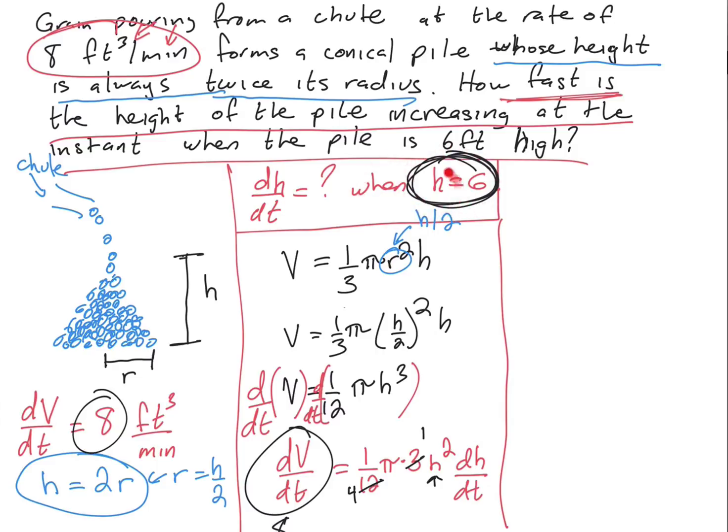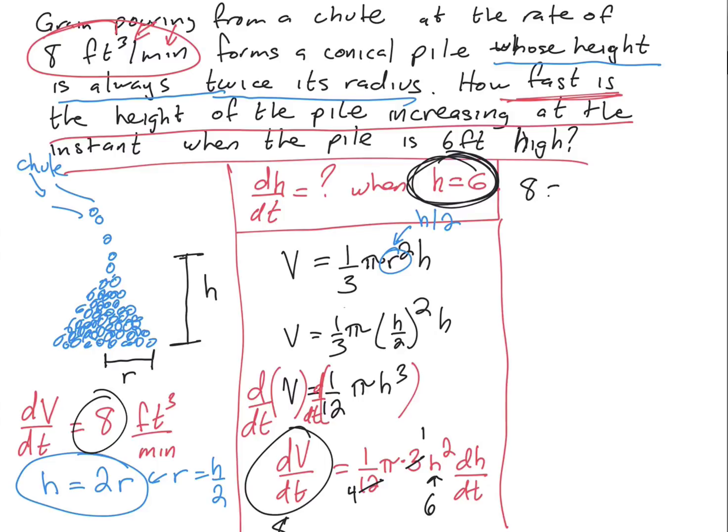Shouldn't pi be crossed off? How come? Nope. So let's finish it and then we'll talk about it.